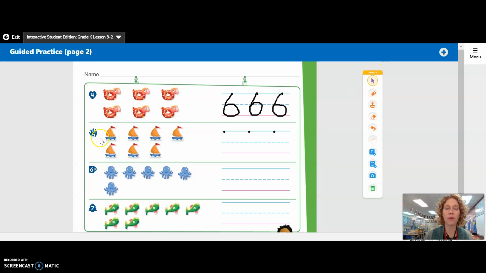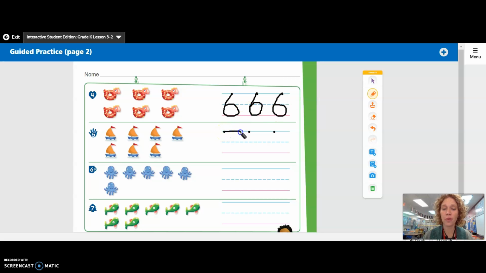Okay, number 5. I'm going to count how many sailboats. Count with me. 1, 2, 3, 4, 5, 6, 7. How many sailboats did I have? 7. So I'm going to show 7. I'm going to make 7. Okay, so we're right here, starting at the top.